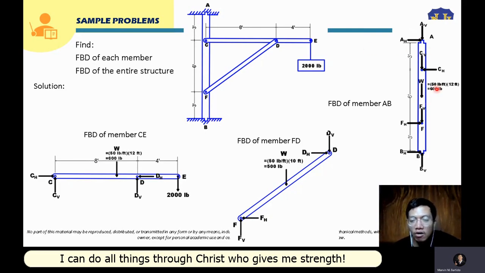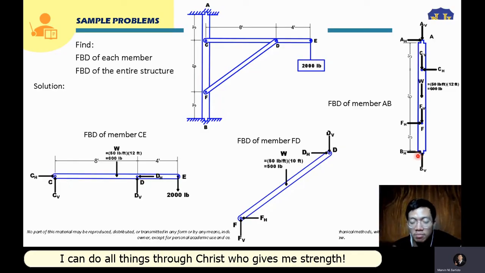And also, for our step 2, we have to show here the applied force. The applied force will be the weight. So there will also be weight for member AB. Its weight will just be 50 pounds times its length. Its length is 3 plus 6 plus 3, so that will be 12. Multiplying 50 pound per feet times 12, the feet will be cancelled, and that will be equal to 600 pounds. That will now be the weight of this bar AB.